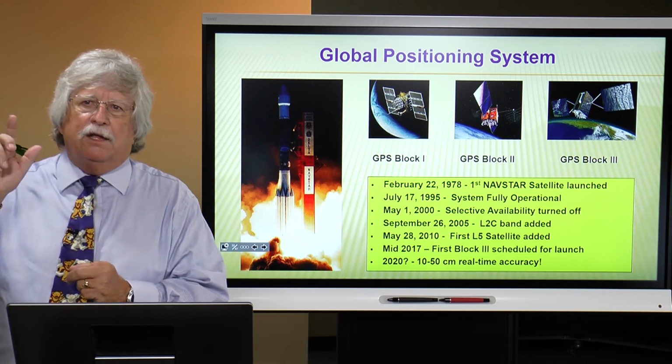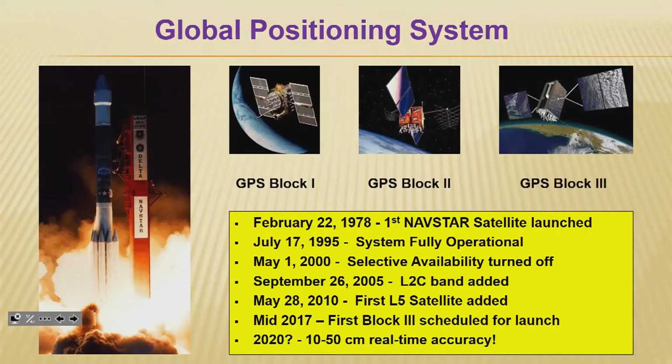The first satellite gets launched in February of '78. The dates that you see here are just sort of my particular favorites, and I want to highlight just a couple. And those are mid-2017. Mid-2017, the United States starts to launch Block 3. Probably about June of 2017, I think, is the current schedule.